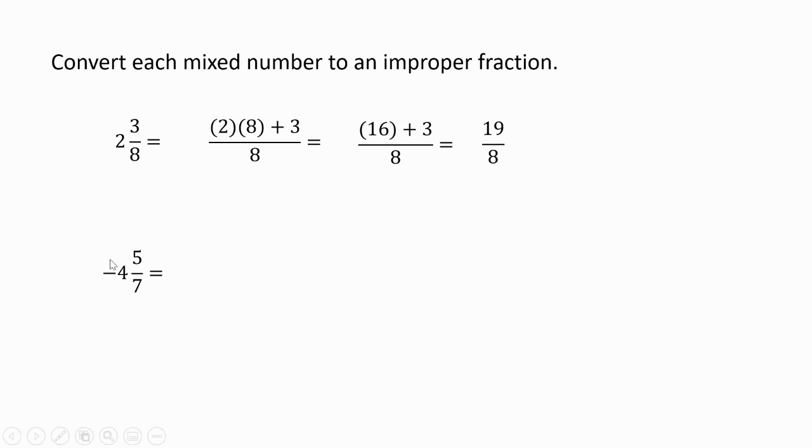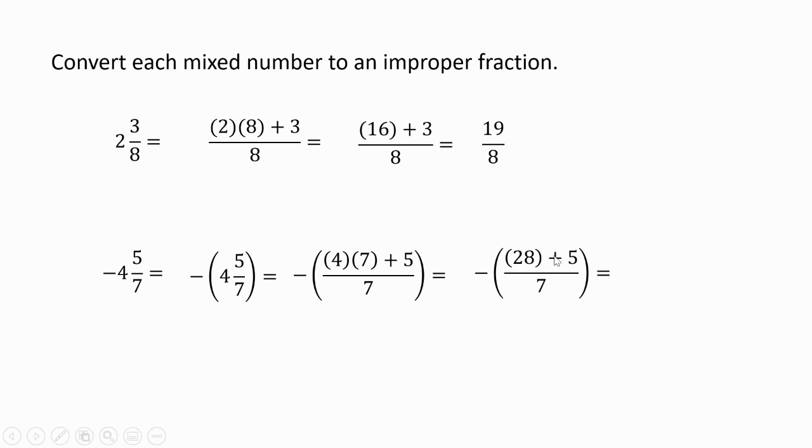Okay. With this negative number, people get kind of weird because you're going to add stuff. What you've got to keep in mind is this is just a negative value. So I'm going to turn this into an improper fraction. Just remember, when I'm all done, it's negative. I'm still going to do 4 times 7 plus 5. I get 28 plus 5, and then the whole thing is negative. So this is nice to go from mixed to improper.